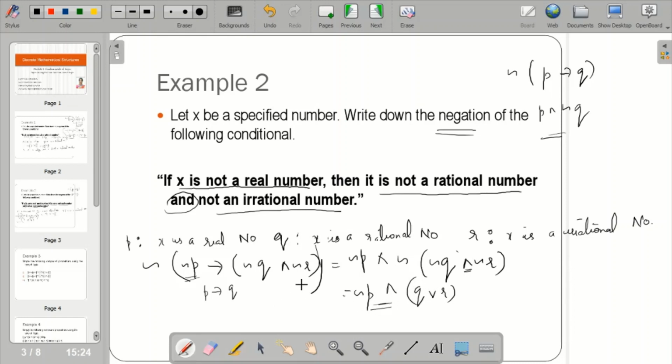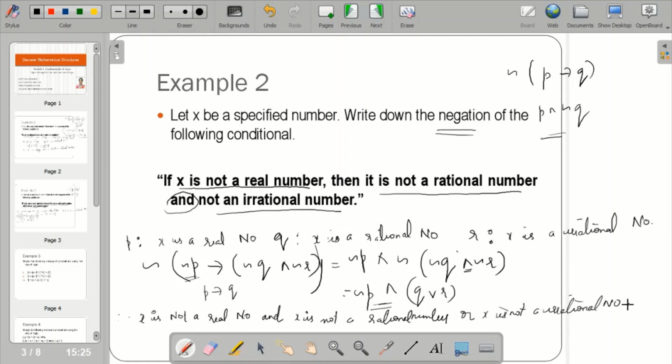Now this you should write in terms of compound proposition. So therefore our compound proposition is: x is not a real number, and x is not a rational number, or x is not an irrational number. So this is how we are going to write the conditional for this particular expression.